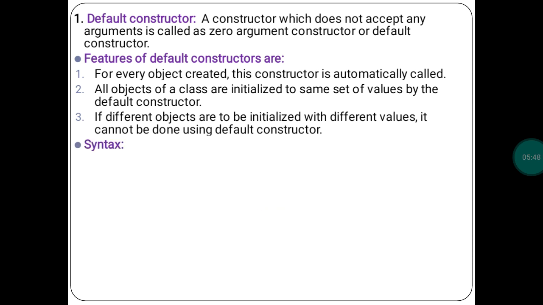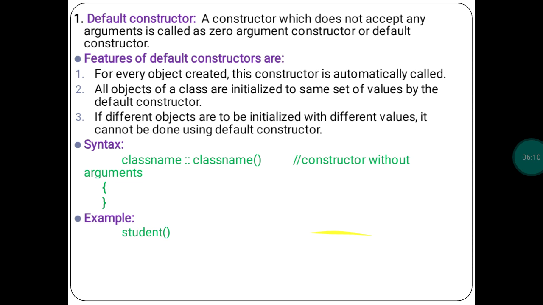Then see the syntax of default constructors. Class name, scope resolution operator, constructor name. The constructor name is the class name only. Then arguments: whatever arguments are there, you can define as your constructor arguments. Now see one example: Student is a constructor, with opening parenthesis and closing parenthesis. Whatever values you have, you define them within the parentheses.